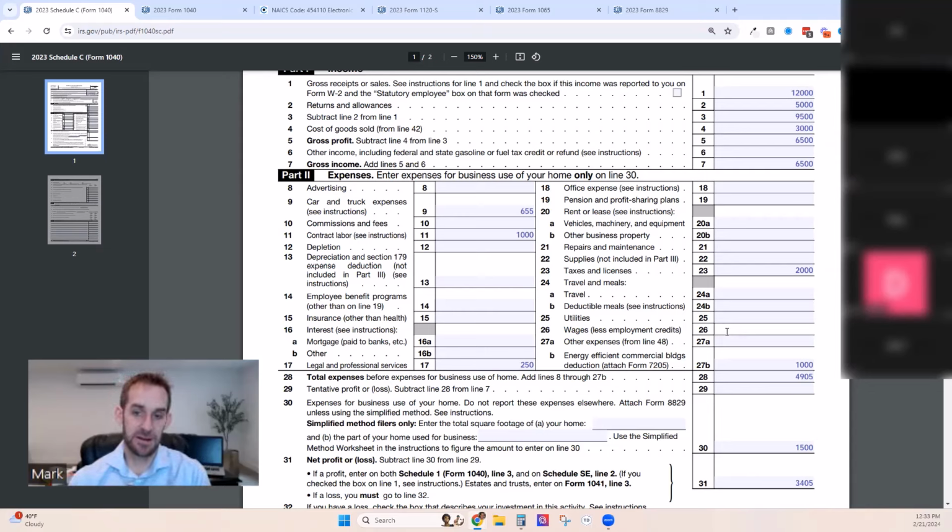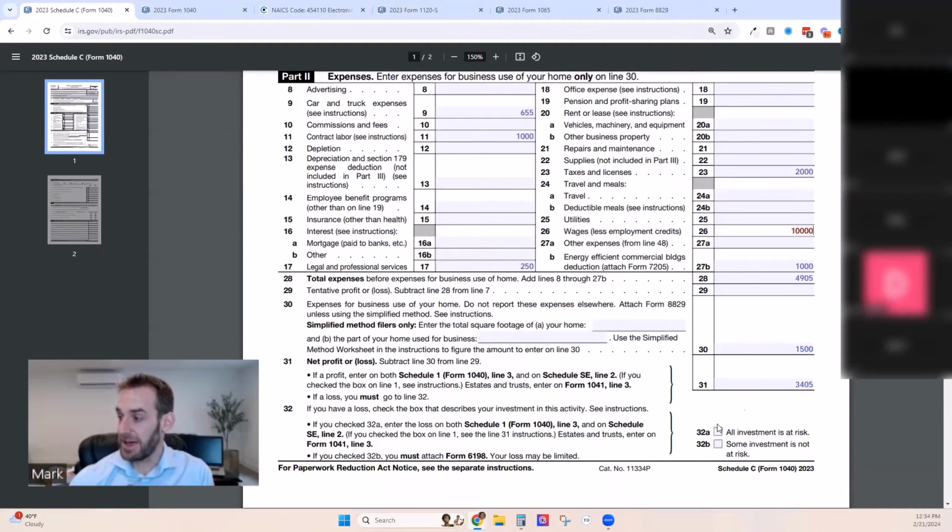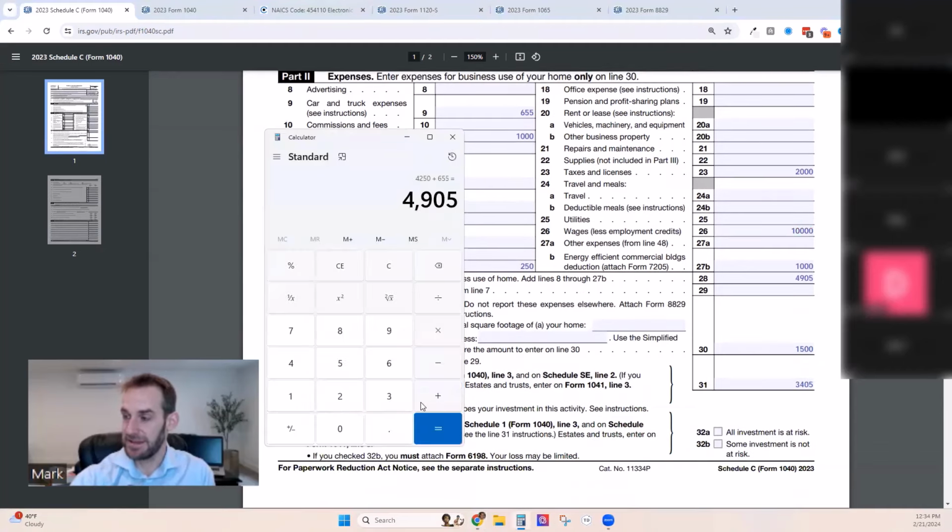So if you pay them, let's say you paid them $10,000, you can put that all here. You get a deduction for that. It's not subject to payroll tax for them. And they don't have to file income taxes either because that's all going to be wiped out by the standard deduction, which is like $14,000. So it's a pretty sweet deal. You get to reduce your taxes by $10,000. So let's see what that does for us.